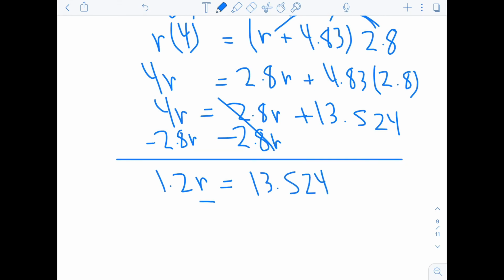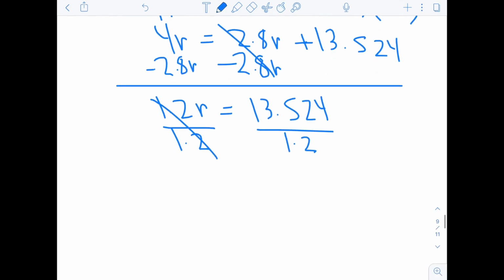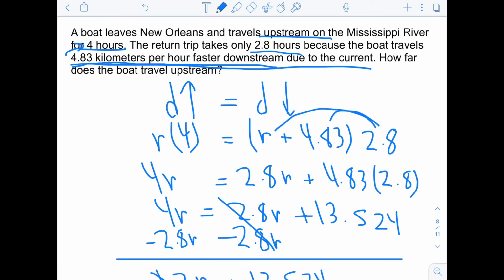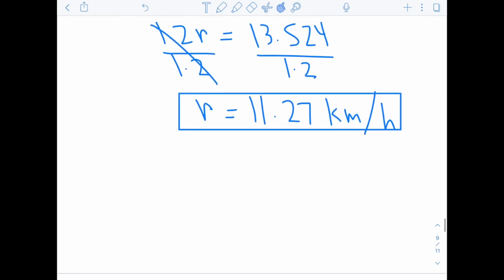13.524. And if you divide by 1.2 on both sides, you'll get that the rate equals 11.27 kilometers per hour. But we're not done because it's not asking for the rate, it's asking for how far the boat traveled upstream. And that means we're trying to find the distance. So we know that distance equals rate times time. And we know now that the rate is 11.27 kilometers per hour.